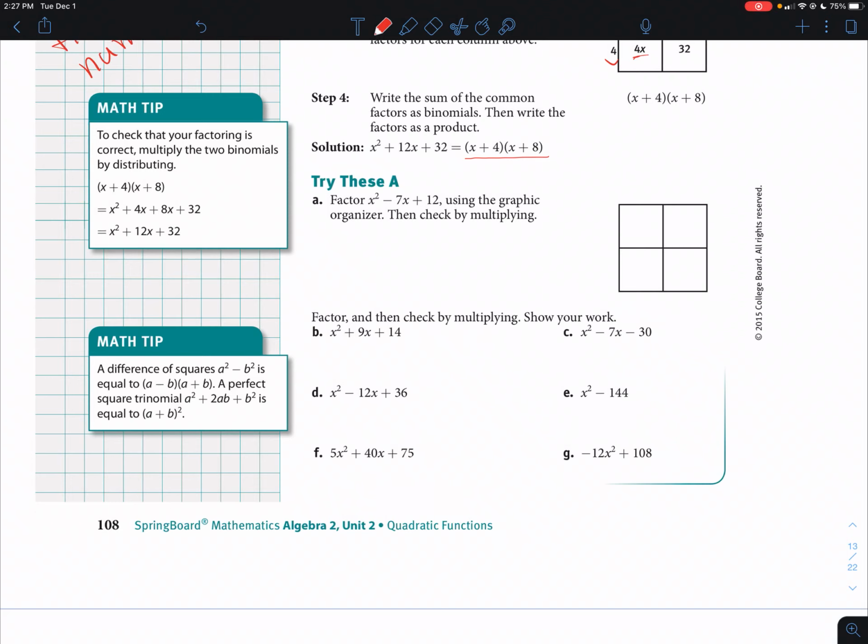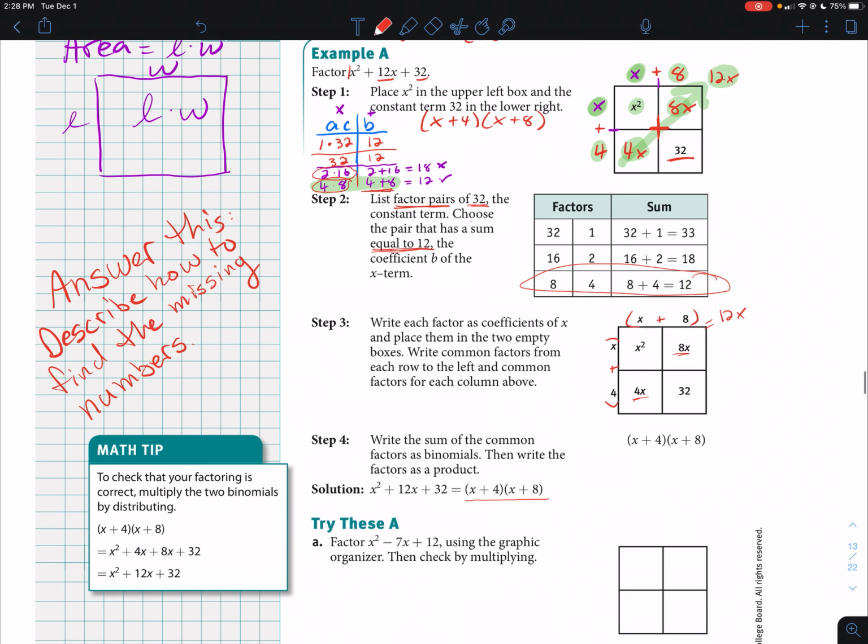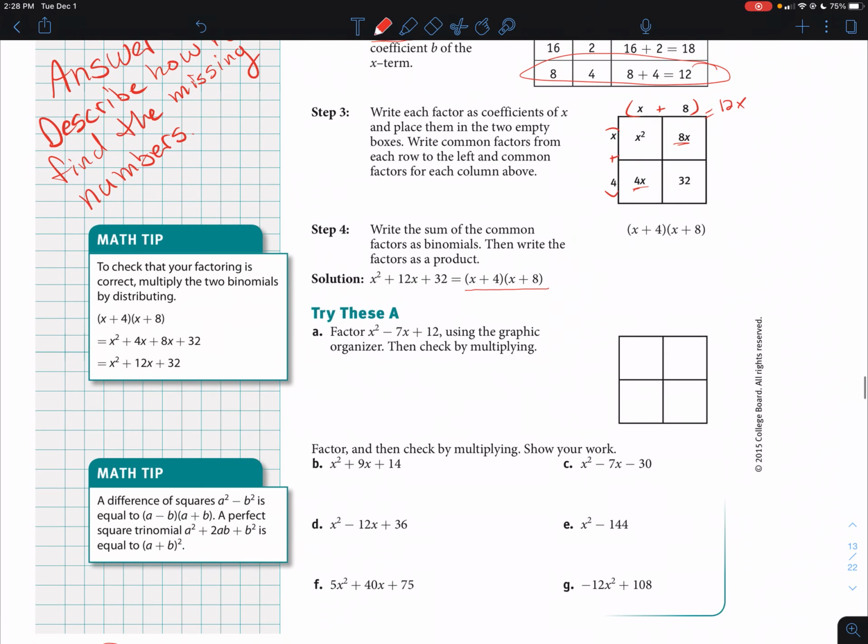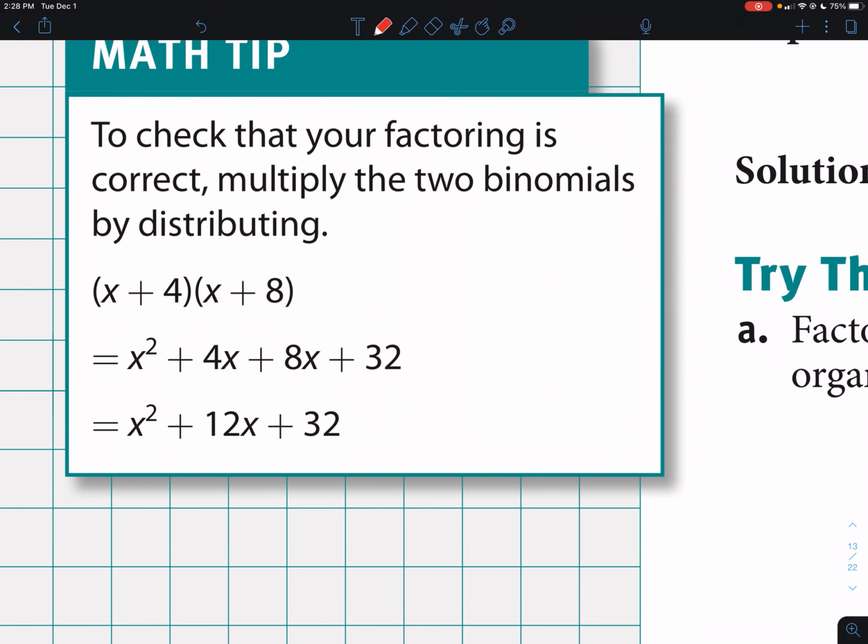Okay, so we're moving on in lesson 7-2. We're on page 108. So we worked out one problem. I kind of walked through the example A here. We talked about the box. And then over here it talks about you can check your factoring. Just multiply those two binomials back together.